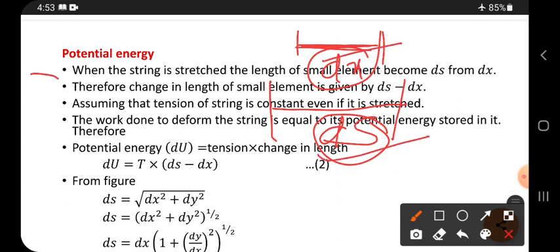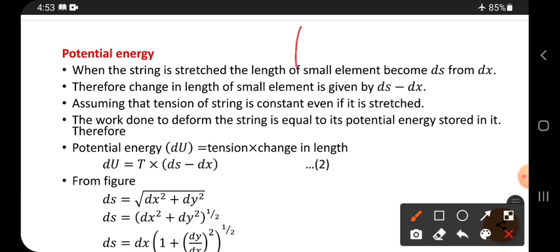Okay, once again, let it be a string which is fixed between two ends with a length dx.